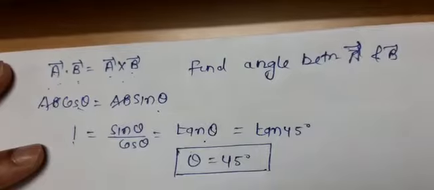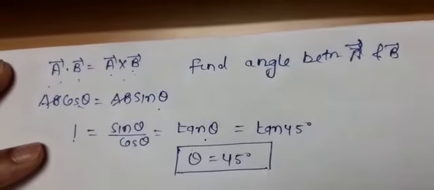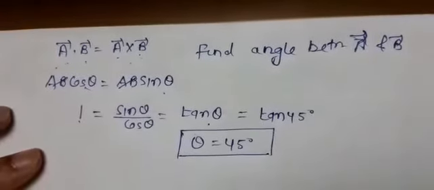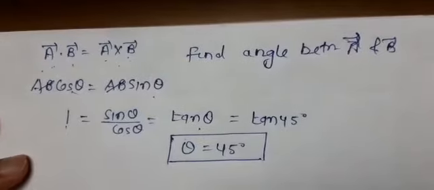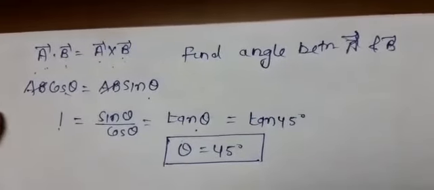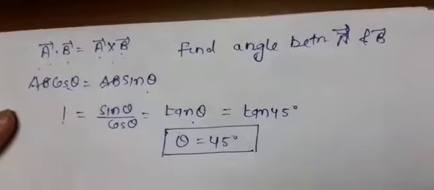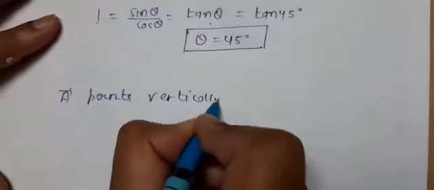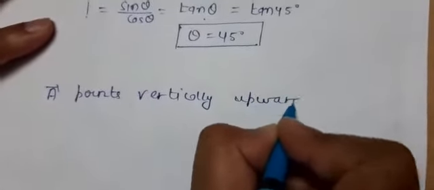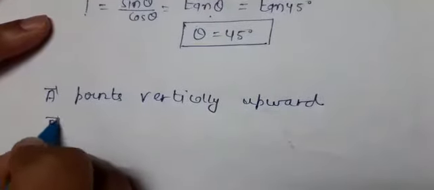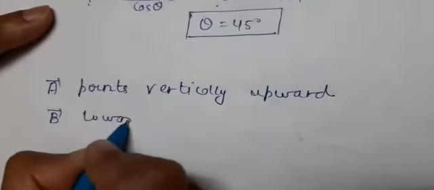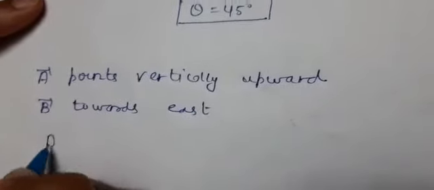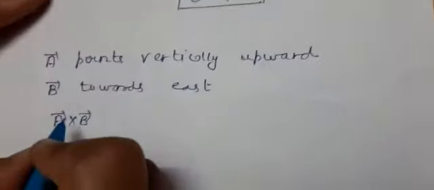Many different numericals and conceptuals you have to study from your different reference books. Then only you will be able to understand the concept and how to apply it. One more conceptual problem I am taking: a vector A points vertically upward, and vector B points towards east. What is the direction of A cross B?